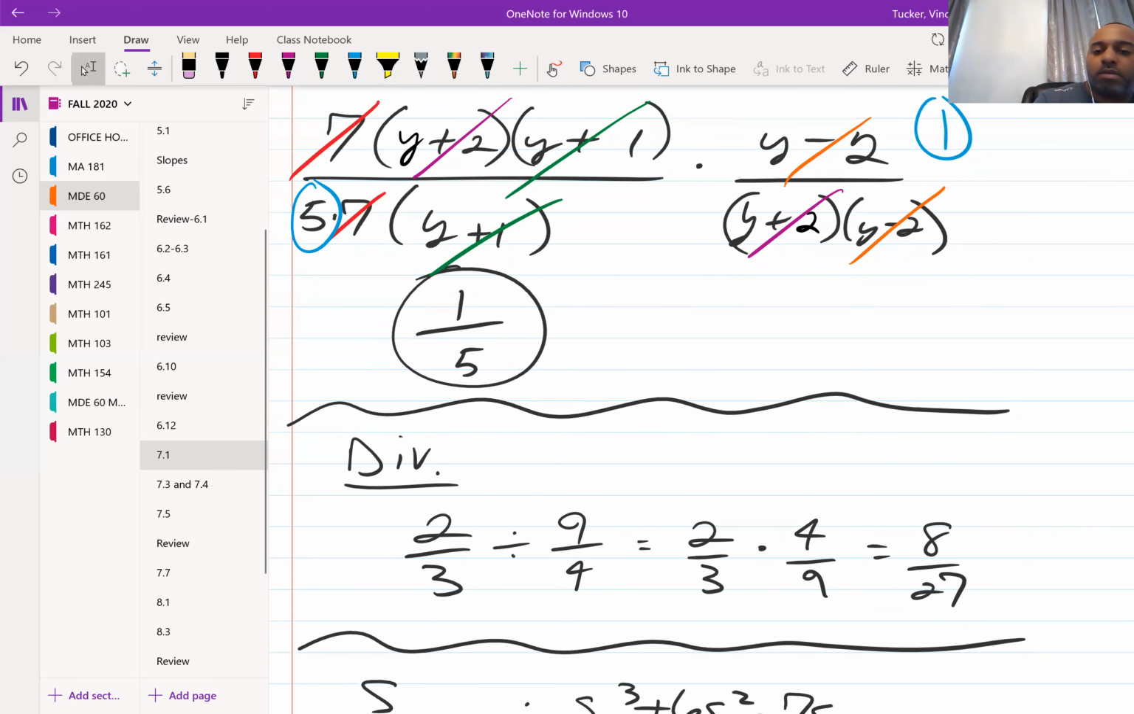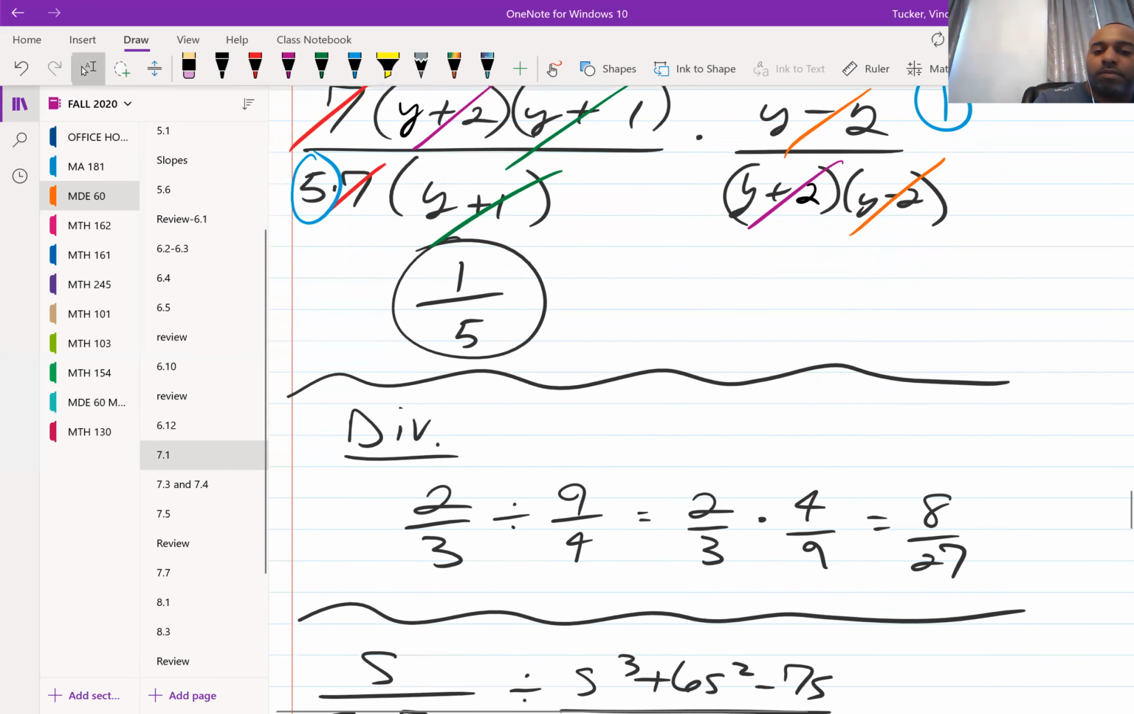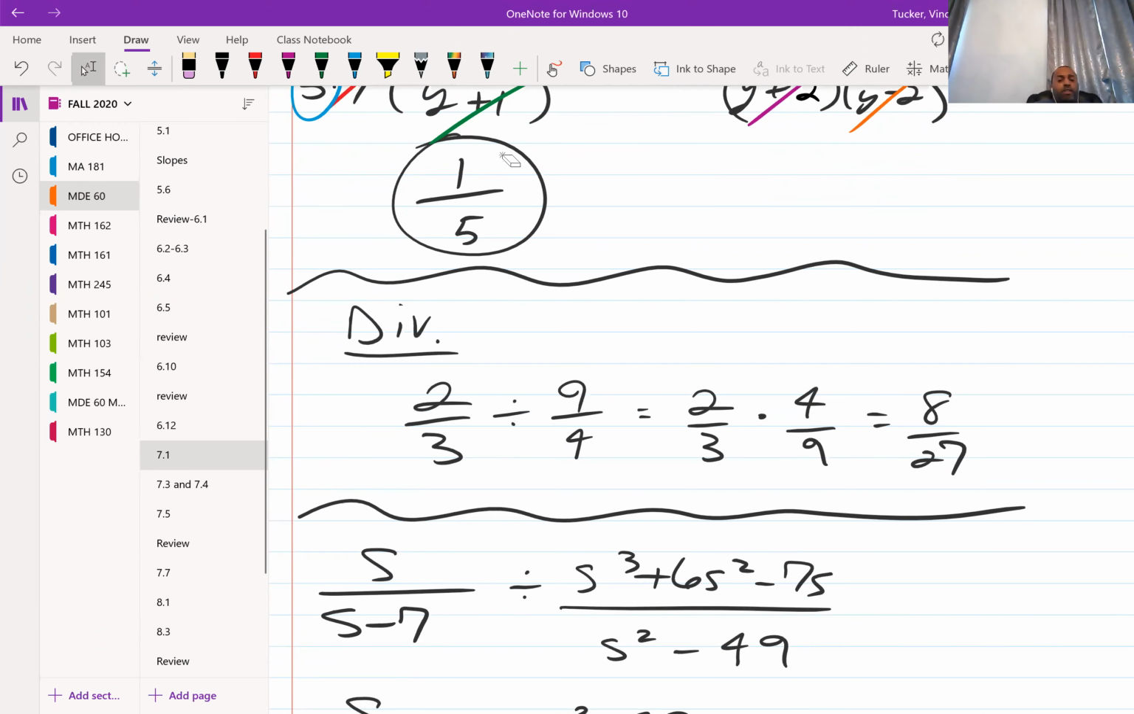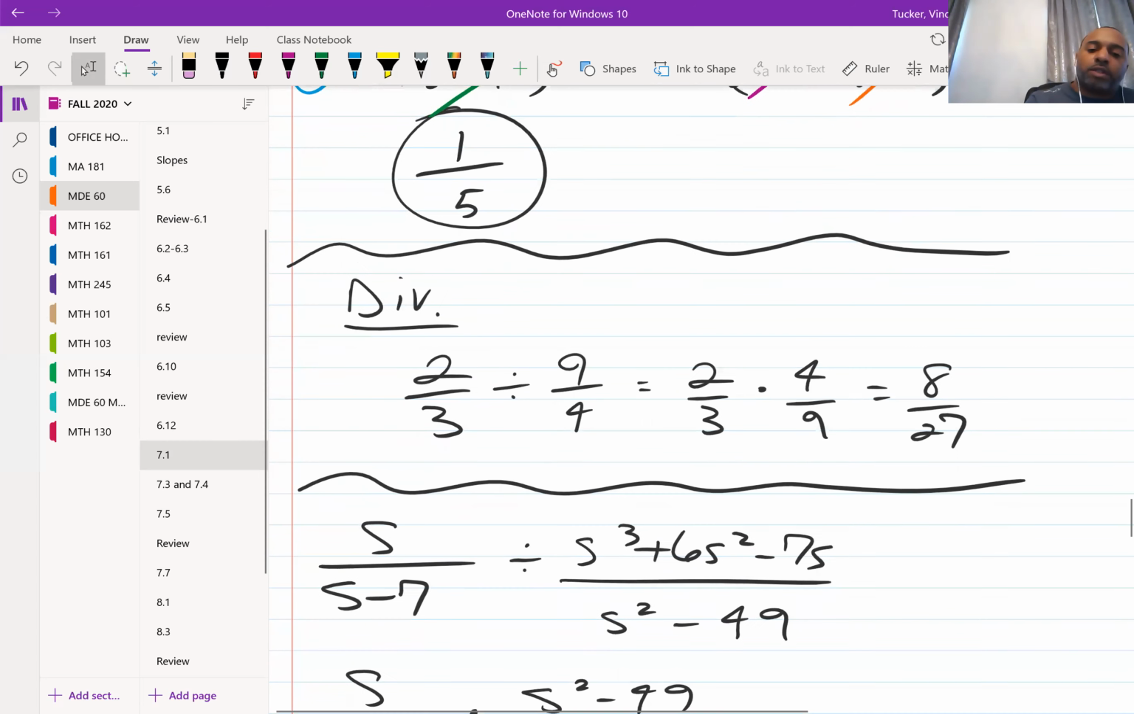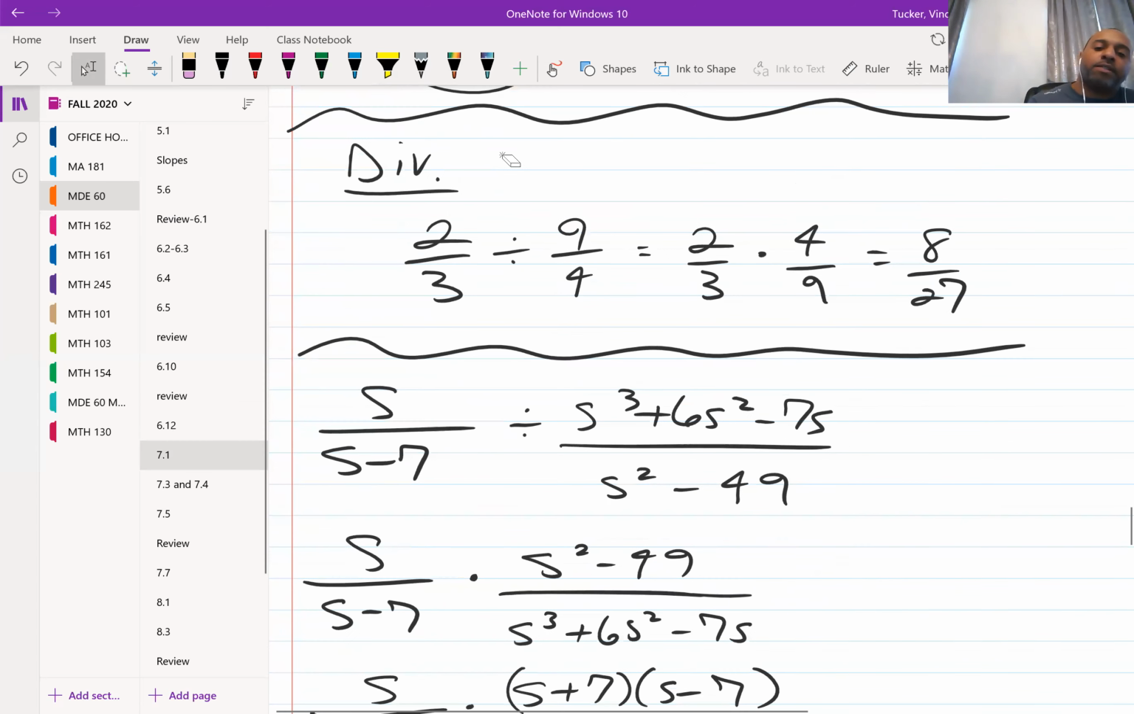All right. So let's see how that works. If I have s minus s over 7 divided by s cubed plus 6s squared minus 7s over s squared minus 49. First thing I would do is go ahead and flip that fraction and change that to multiplication. So notice we go from division to multiplication, and I flip this fraction.